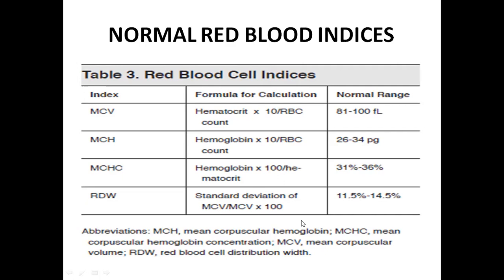But the question we need to ask ourselves is, why do we need to find these values? Why do we need to understand the normal range? So again, try to memorize mean corpuscular volume, 81 to 100 femtoliters. Mean corpuscular hemoglobin, 26 to 34 picogram. And mean corpuscular hemoglobin concentration is 31% to 36%.